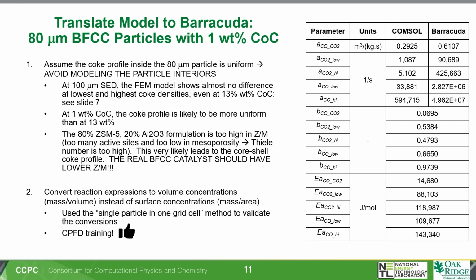And so because of that, I felt comfortable saying we're going to assume that this is a uniform coke profile in these particles, and I'm not going to have any changes in the pore structure because the carbon amount is so small and it's uniformly deposited, so I'm not even going to worry about what's happening inside those particles, okay? And then I convert the reaction expressions to volume concentrations instead of surface concentrations.